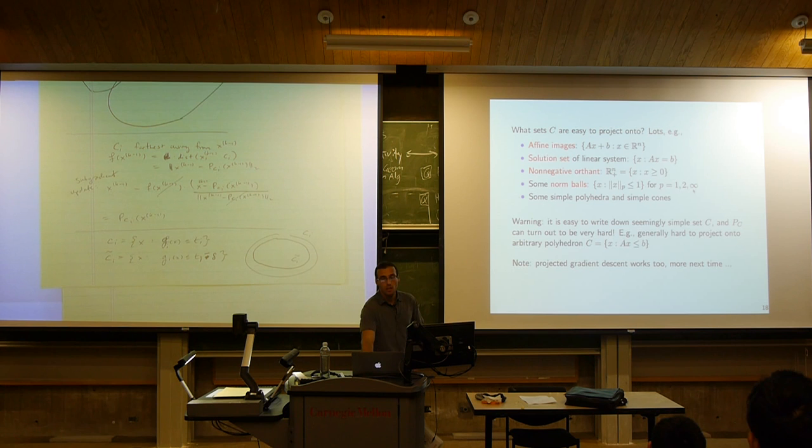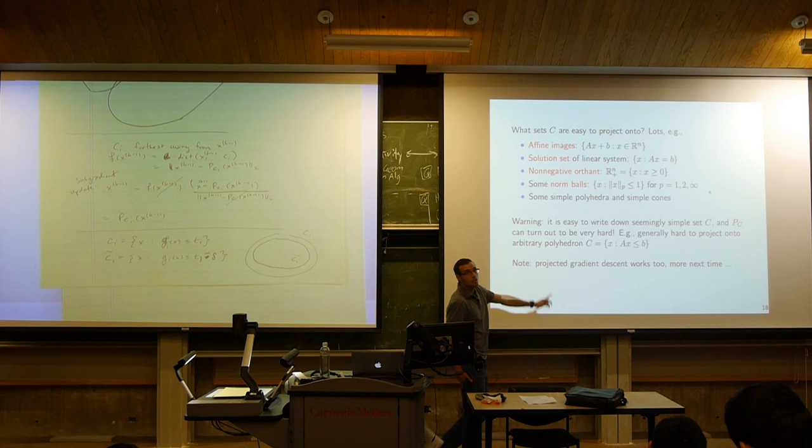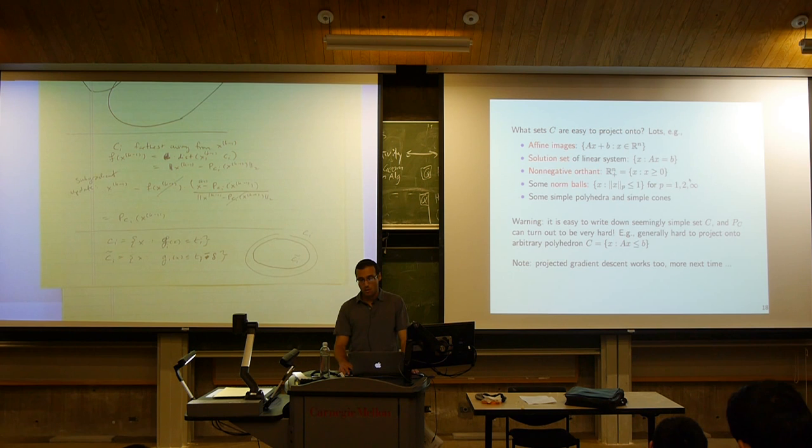The one norm is the trickiest. The infinity norm is actually quite easy. That's just a projection onto a box, so I'll let you think about that. And the one norm, like I said, is somehow the trickiest, although we can still do that efficiently. If this is an n-dimensional one-norm ball, we can still do that with order n operations.